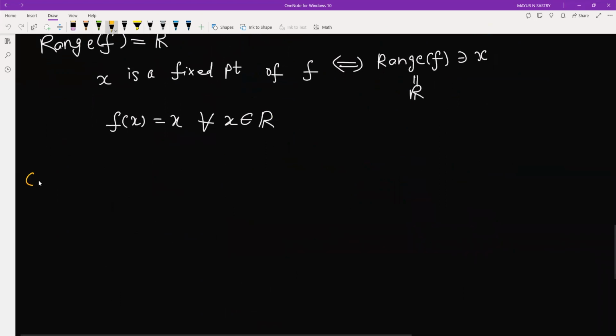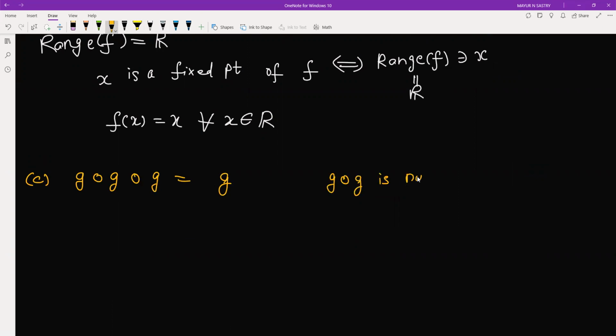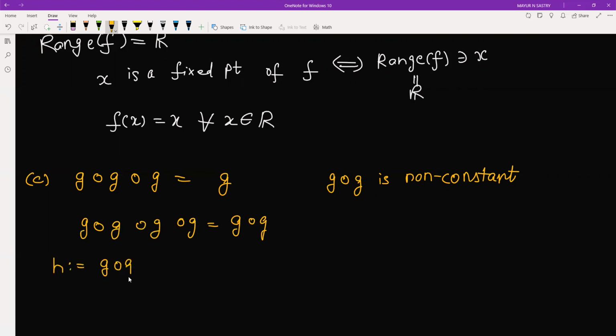So we are given G∘G∘G equal to G, and G∘G is non-constant. The idea is to compose G once again and notice something. Now it's clear that if you set H to be equal to G∘G, then you have H∘H equal to H.